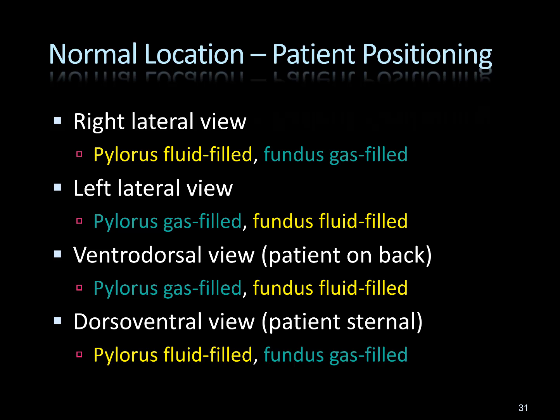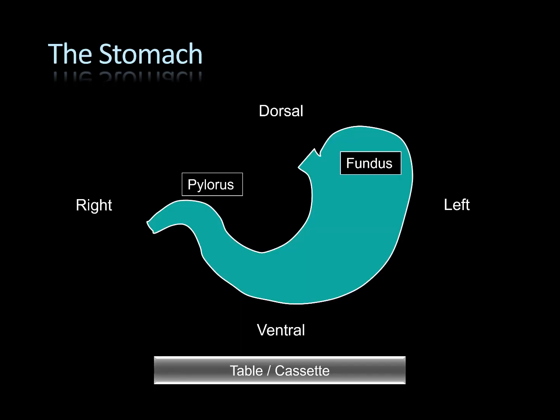So depending on the view, again, knowing who lives where, you can sort out what the stomach should look like. So for example, on a right lateral view, I know the pylorus is on the right side of the patient, so that's going to be the downside of the patient, so it should have fluid in it. And fundus should have gas in it because that's the non-dependent part of the dog. And then you can go through the various other positions and orientations to figure out who will have gas in it and who will have fluid in it.